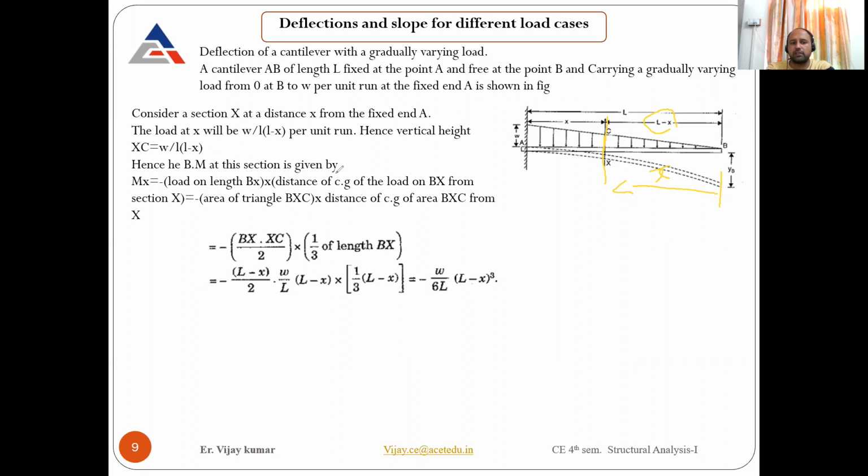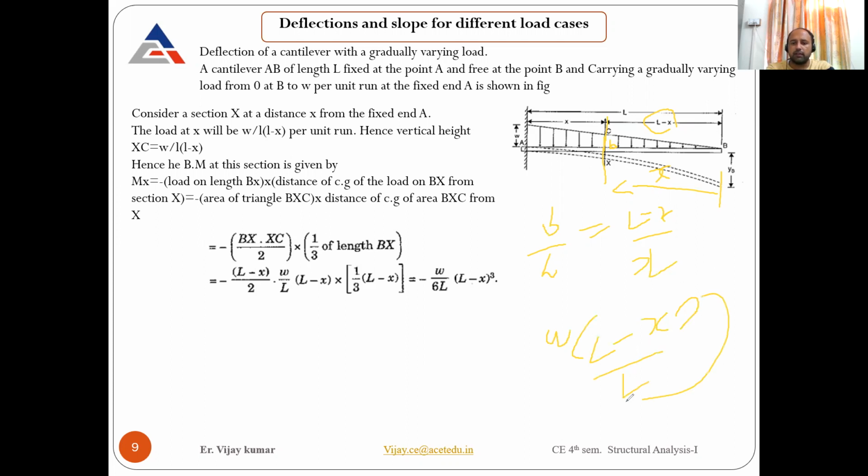Hence the bending moment at this section will be, if I take it about B, let me calculate for you people, as you might not be able to. W is equal to, if this is L minus X, L minus X, sorry, L minus X divided by the total length, that is L. So that will come out to be W times L minus X by L, times L minus X by 2.